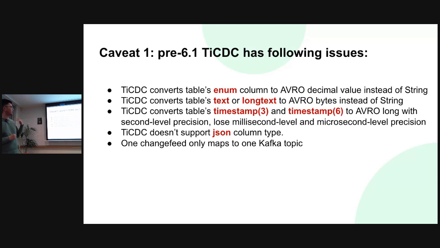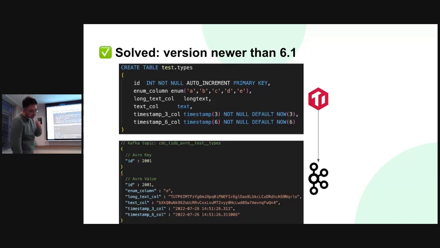Also, one change feed can only stream one table into one Kafka topic, and we would have to create thousands of change feeds for that, which is not practical, and also not practical from a self-service point of view. All of this was solved in version 6.1, which is the version of TiCDC that we're running. This is an example of a TiDB table, and if you use TiCDC to stream it to Kafka, this is a JSON-ified version of the Avro format. You can see everything is fixed.